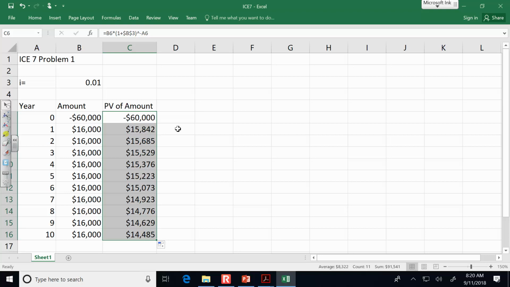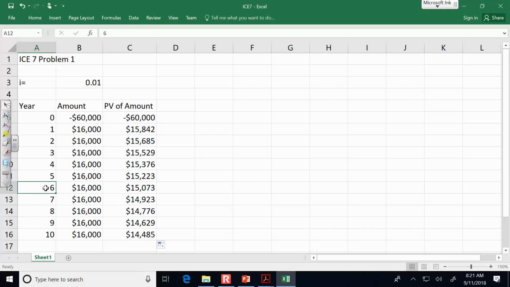Okay, so just in summary, why are all of these amounts different if it started out as 16,000 and if we're using the same I? Why is the present value of each amount not the same? Yeah, why is it decreasing every year? Why isn't it the same amount? It's because the n is different.